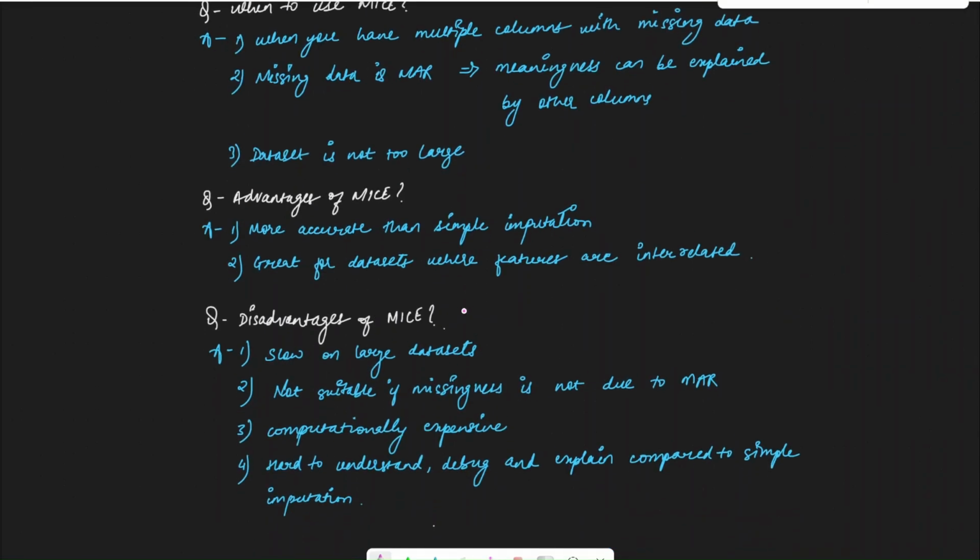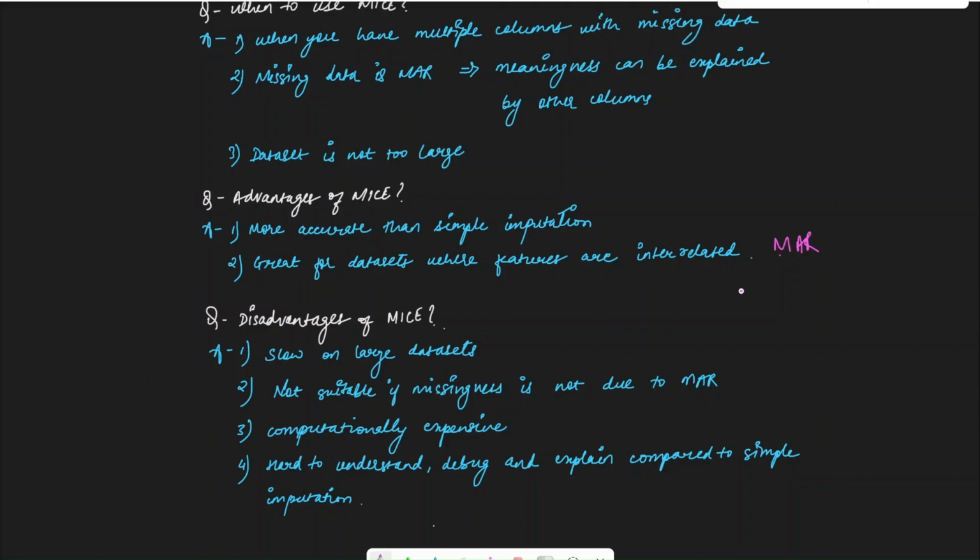A couple of advantages related to MICE are, first, it is more accurate as compared to simple imputation, because again we are first trying to understand the underlying data, and on the basis of that we are trying to predict the missing values. Second, it is great for data sets where features are interrelated, that is when missingness is due to MAR, because we are using the f1 feature as target, and on the basis of the rest of the features, which are being used as independent features, we are trying to explain what could be the value of f1. So when the features are interrelated, that gives us an edge to get accurate predictions.